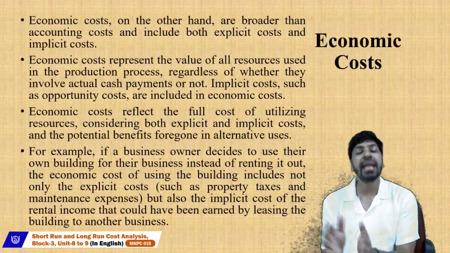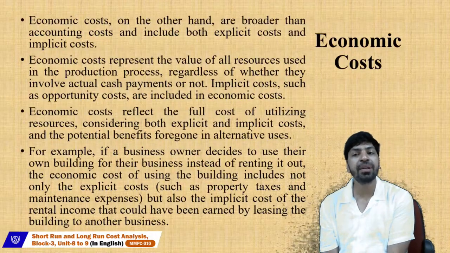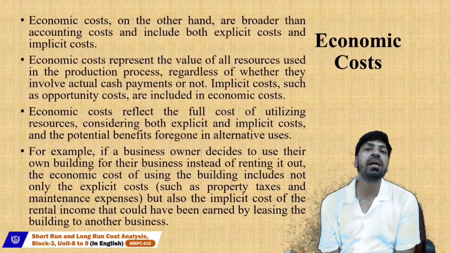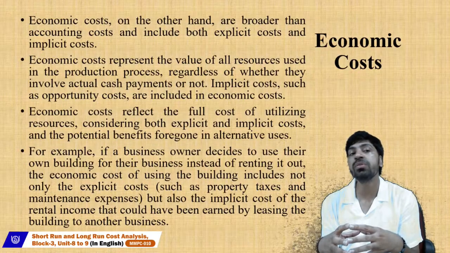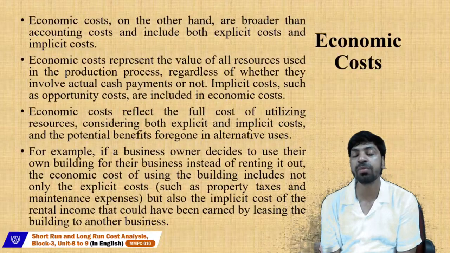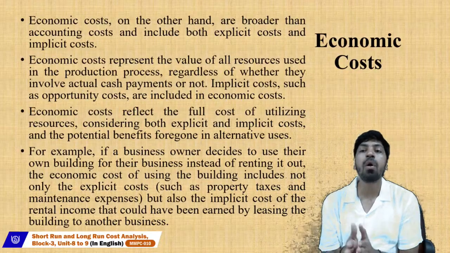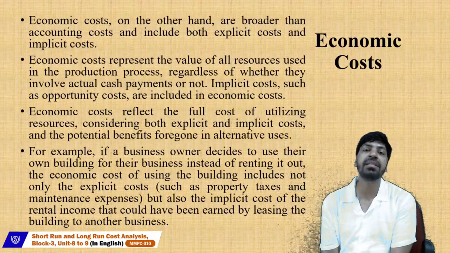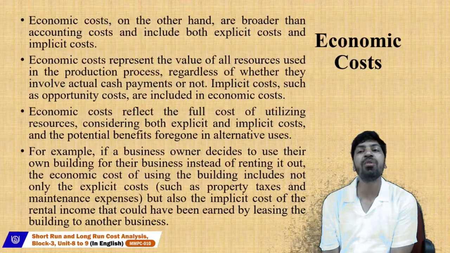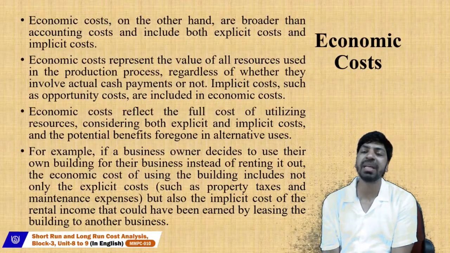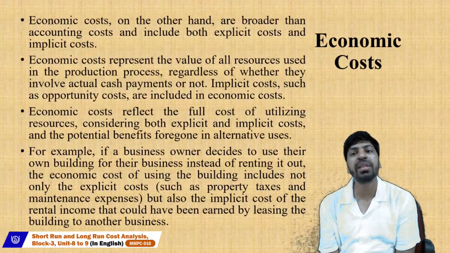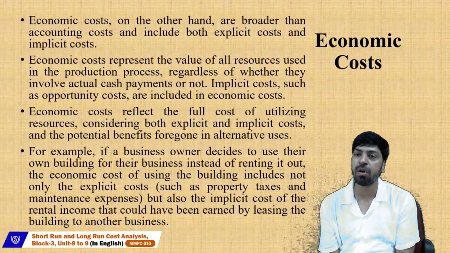Now we can come up with the next type of cost, that is called the economic costs. Economic costs are a broader term than the accounting cost because it includes not only the explicit cost, it also includes the implicit cost. That means the combination of two main costs, that is explicit and the implicit. Economic cost refers to the value of all those resources which are being used in the production process, whether they actually include any cash payments or not.